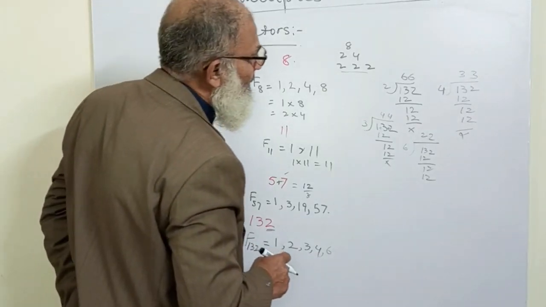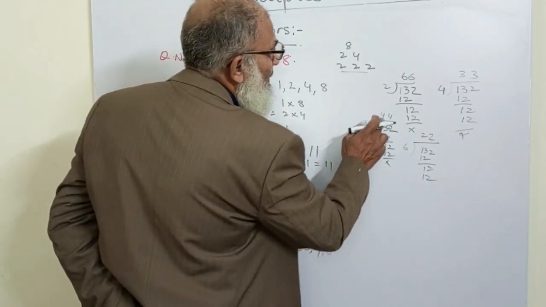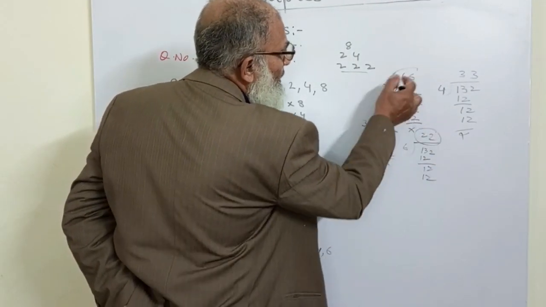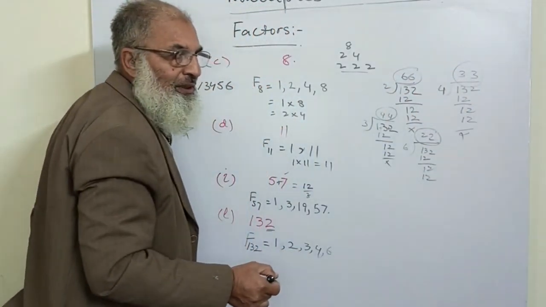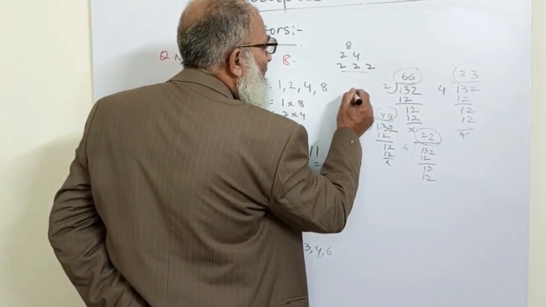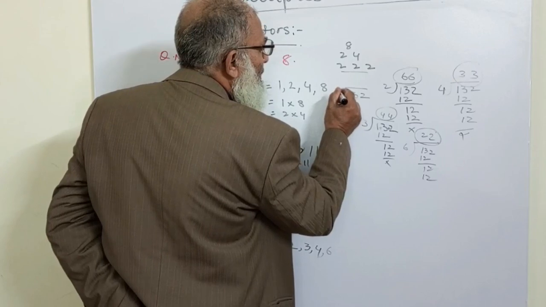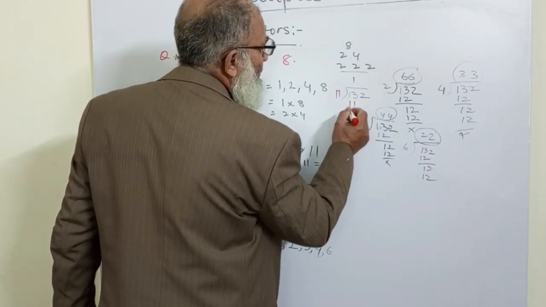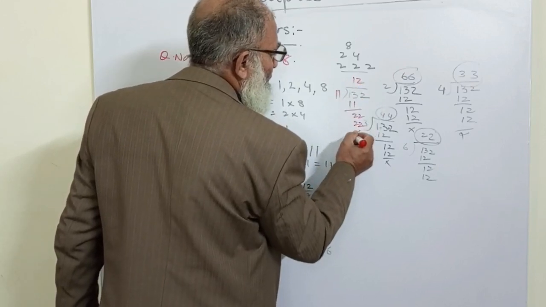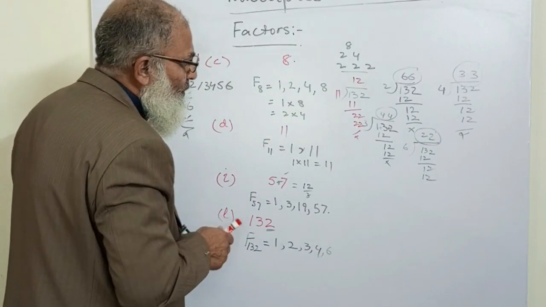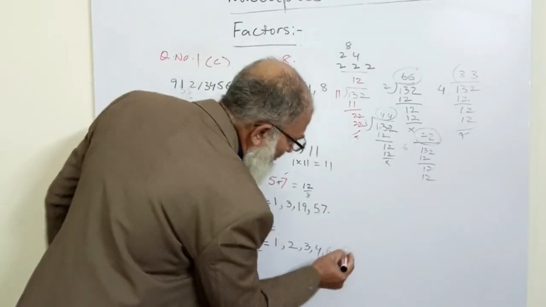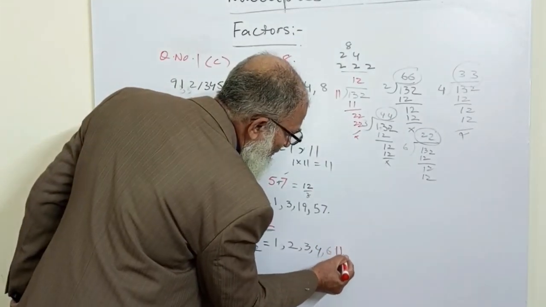The next factor is, you can see what types of numbers we are getting. 44, 22, 66, 33. That means the number is also divisible by 11. And 11 1s are 11, 11 2s are 22. So I have come up with two more factors, 11 and 12. So I write it here, 11, 12.